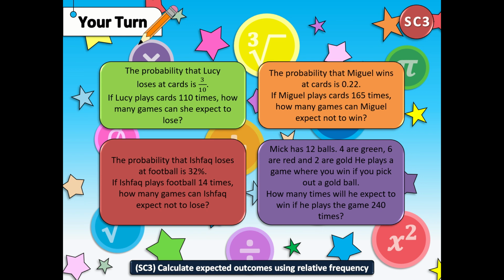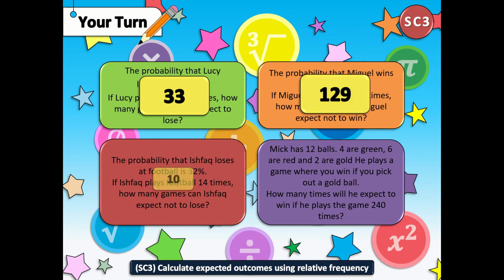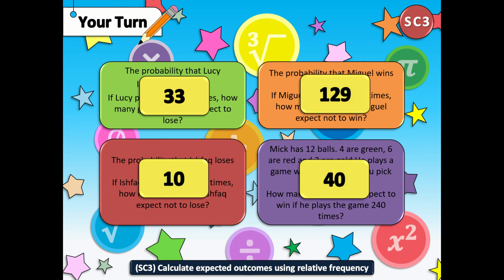Here's 4 questions for you to have a go at. Pause the video, and when you're ready to see what you should have done, press play. Here are your answers. There's your green answer, there's your amber answer, there's your red answer, and there's your purple answer.